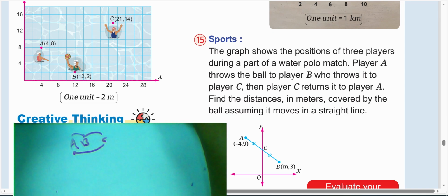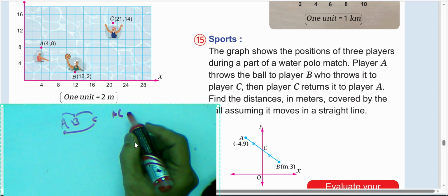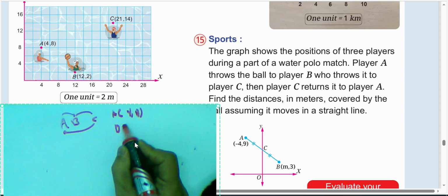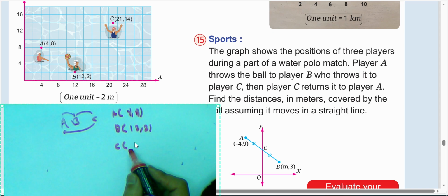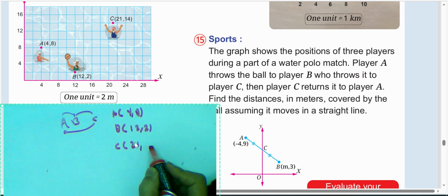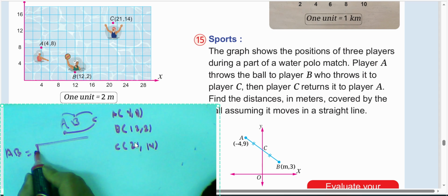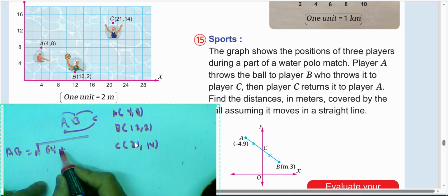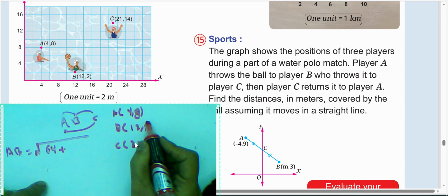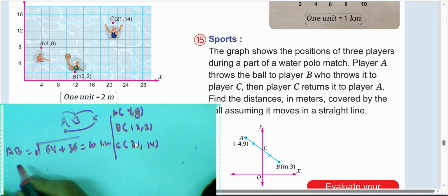We can find the distance between the 3 points. First, point A is 4 and 8, point B is 12 and 2, and point C is 21 and 14. Then start with AB. Square root of 12 minus 4 is 8, 8 power 2 equals 64, plus 2 minus 8 is negative 6, power 2 is 36. The result will be square root of 100 equals 10 length units. This is AB.